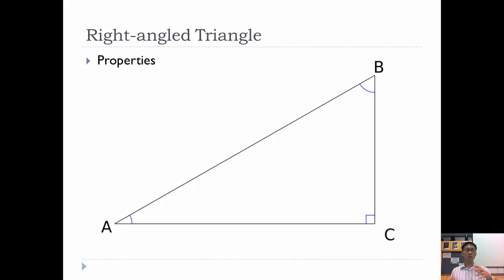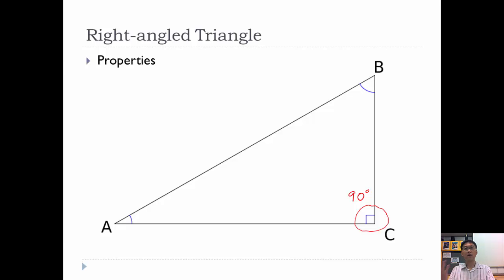So let's first talk about the right angled triangle. Now, what are some of the properties of a right angled triangle? By now this is mainly a recap for you, because in your explore stage you should have already discovered some of the properties of a right angled triangle. So the first thing definitely is that there is one right angle, meaning it is 90 degrees.